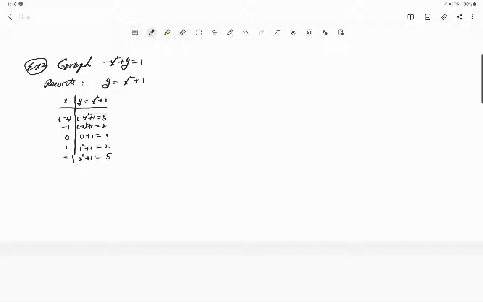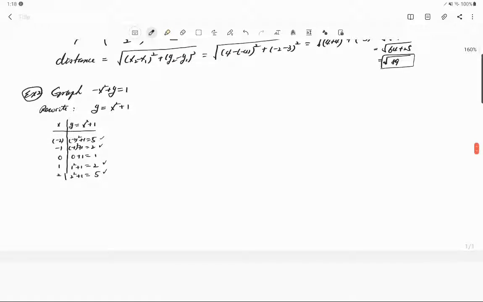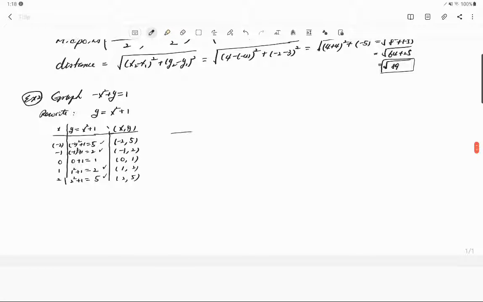Can you see this? 5, 5, 2, 2, right? So we have ordered pairs in xy. The x value is negative 2, then the y value is 5. X is negative 1, then y is 2. X is 0, then y is 1. Again, x is 1, then y is 2. X is 2, then y is 5. Okay, so let's plot these ordered pairs. Then that's the graph. And then connect these ordered pairs smoothly. Then there will be the graph.